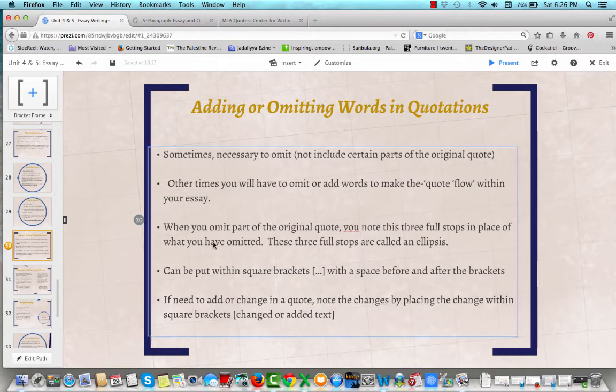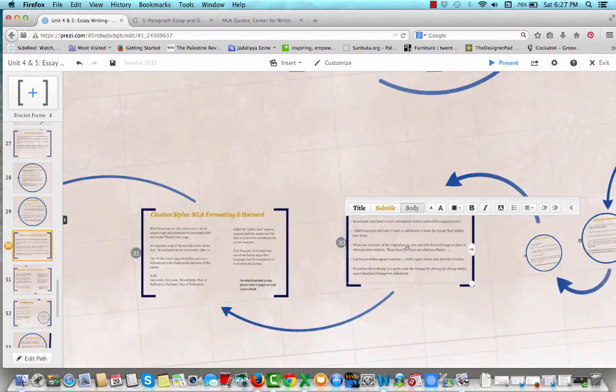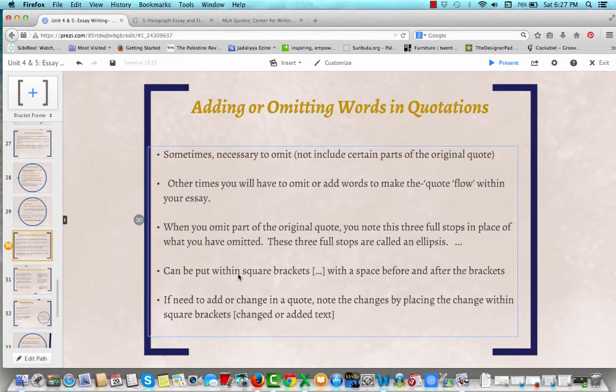Now, when you omit part of your original quote, you note 3 full stops in place of what you have omitted. It's called an ellipsis, which simply means this: dot dot dot. These 3 dots over here mean that you have removed some information in the quote itself. Now this can be put in the square brackets, right? It simply tells the reader that you have removed a part of the quote.